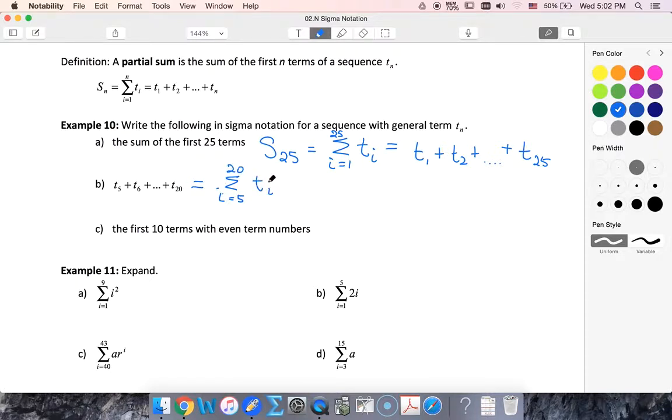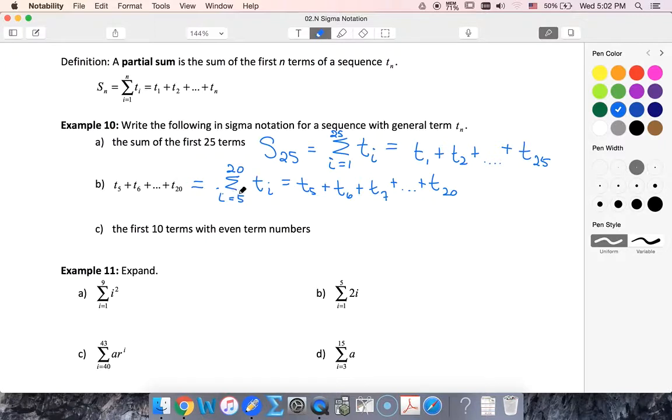For t sub i. Remember, this means I'm going to plug this number in first and then keep going consecutively up until I hit 20. So I'll have the 6th, then the 7th, all the way up until I hit the 20th. So my question of how many terms is this? Because down here, my n, remember, is my number of terms. Well, instinctively, you might want to say that it's 15 terms because 20 minus 5 is 15.